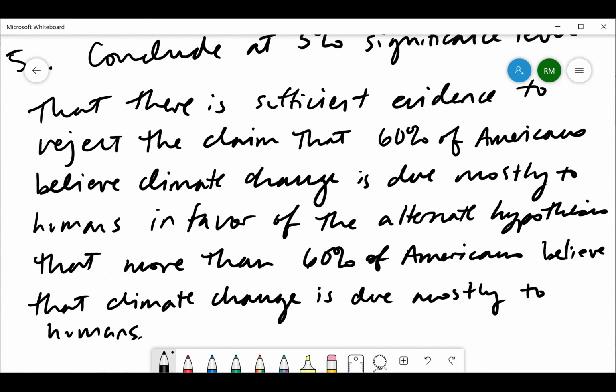So we don't know how much more. That's not what we were trying to estimate. If you want to know how much more, you would create a confidence interval. But this hypothesis test has told us that we are very confident that more than 60% of Americans believe that climate change is due mostly to humans.